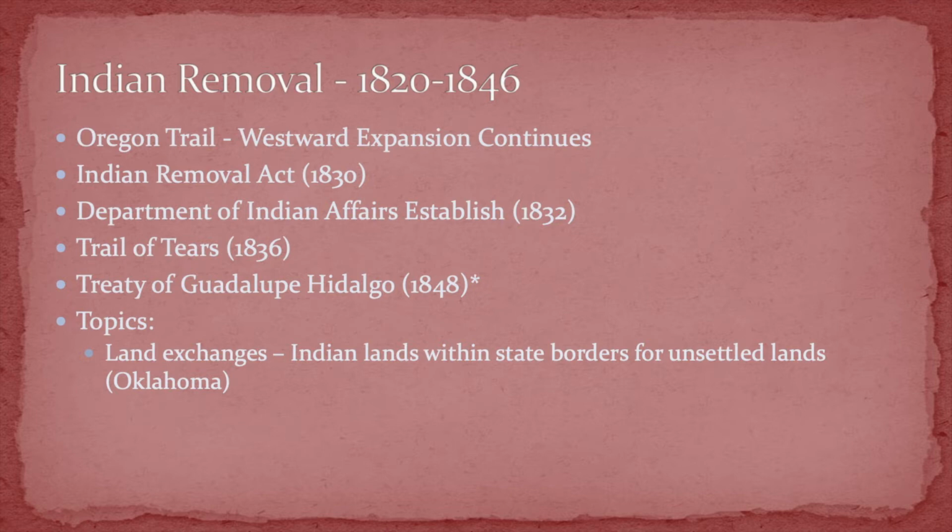There was, again, federal legislation, the Indian Removal Act, that sanctioned this. It was happening in the 1830s, basically setting aside lands to remove Indians to. I'll talk a little bit more about this in the next section. But the Department of Indian Affairs was established in 1832. We have the Trail of Tears in 1836.